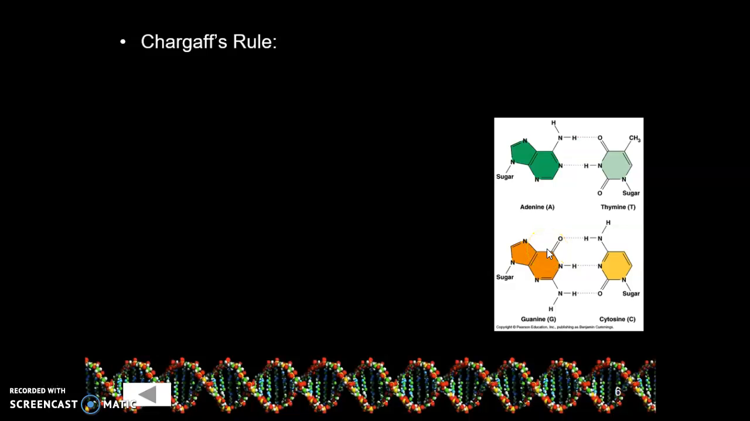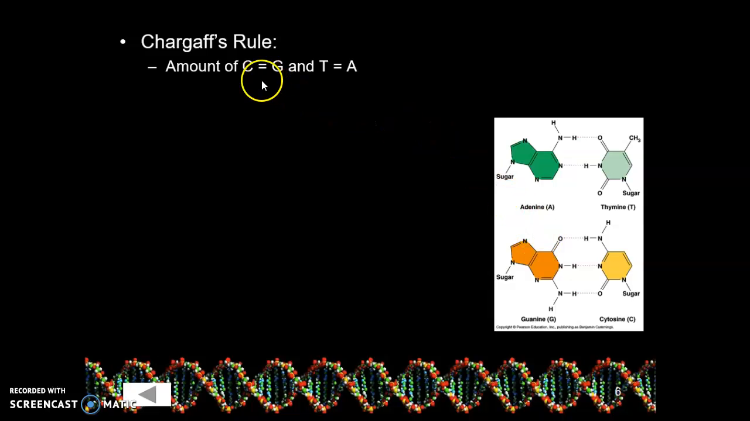There's something called Chargaff's rule, which Chargaff was a scientist, and he studied the amount of each of these bases in a whole bunch of DNA strands. So he took samples from different organisms and figured out the amount of cytosine, the amount of guanine, the amount of thymine and adenine in each of those DNA sample molecules.